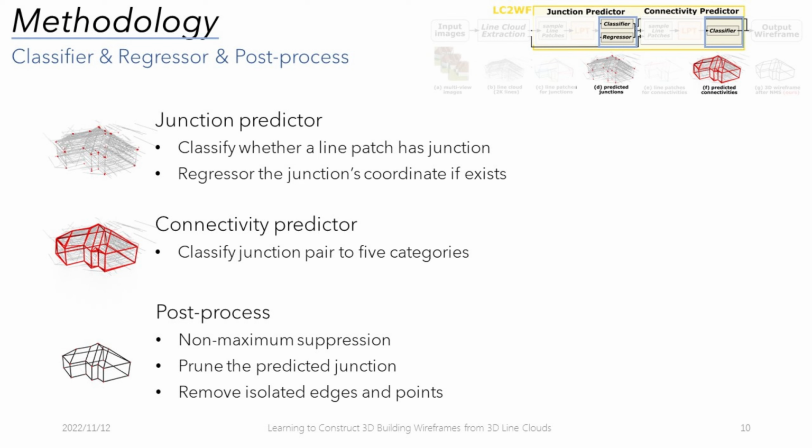In the connectivity predictor, the classifier will classify the feature vector pair into 5 categories. From the classifier results, we can know if the junction pair are connected. Finally, we will combine the results of both predictors and post-process them to get a final wireframe model.